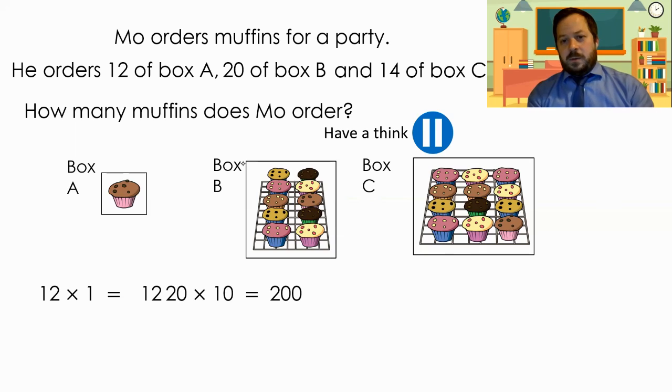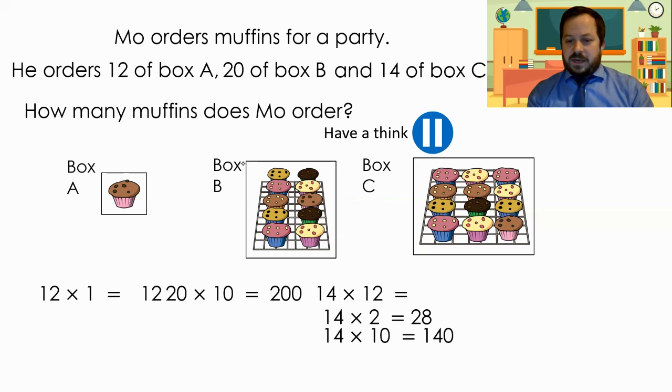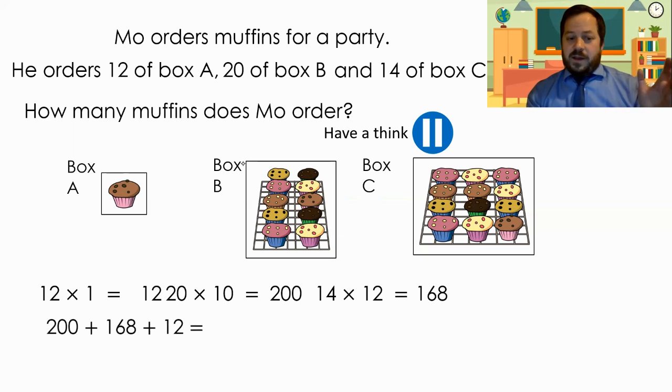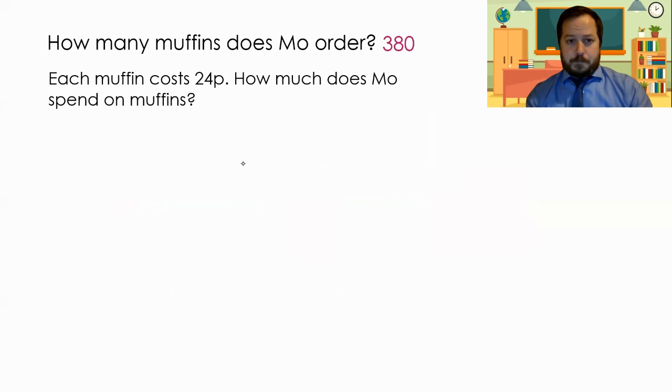Then C, we have 14 of box C, which has 12 in each. So it's 14 times 12. And we can use our trick from before to know that 14 times 2 is 28. You times it by 10 to get 140, then add the two parts together to get 168. Then we have to add them all together, which is just using our addition. You could use column method, you could do it in your head, but the answer you get is 380.